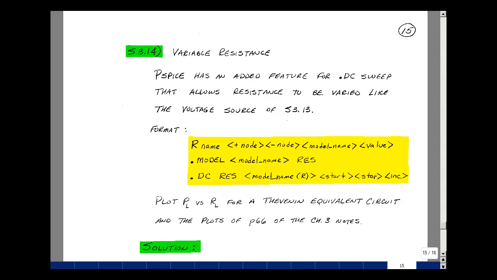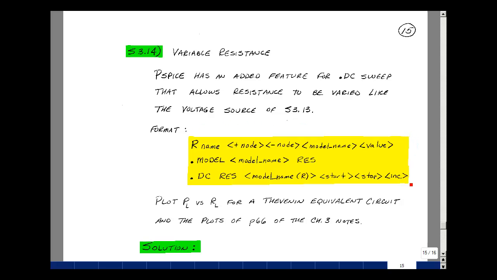This lesson deals with Supplemental Problem 3.14. You can find this problem in the ECE201 ebook in the Chapter 3 Supplemental Problems, starting on page 15. The PSpice program has an added feature for DC sweep. It allows you to vary a resistance pretty much like we varied a voltage source in Supplemental Problem 3.13.